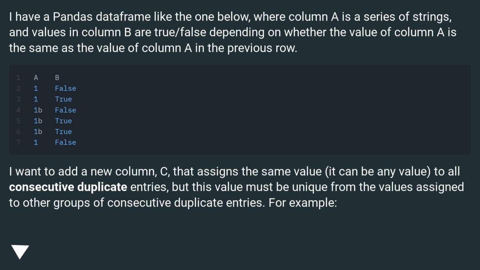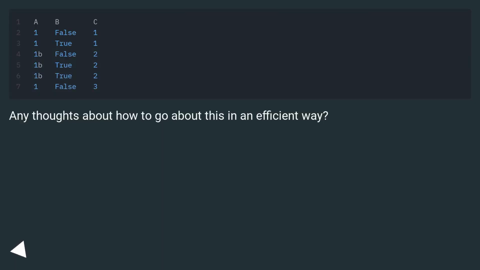I want to add a new column, C, that assigns the same value, it can be any value, to all consecutive duplicate entries, but this value must be unique from the values assigned to other groups of consecutive duplicate entries. For example, any thoughts about how to go about this in an efficient way?